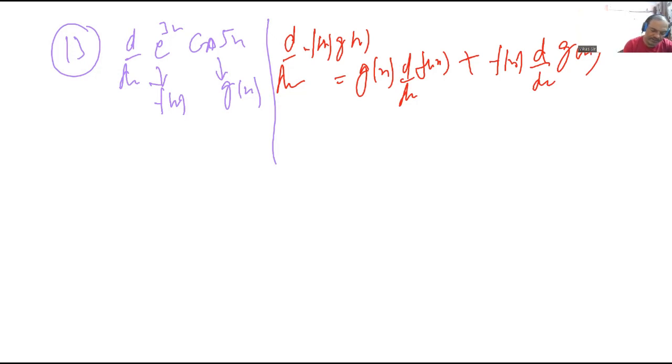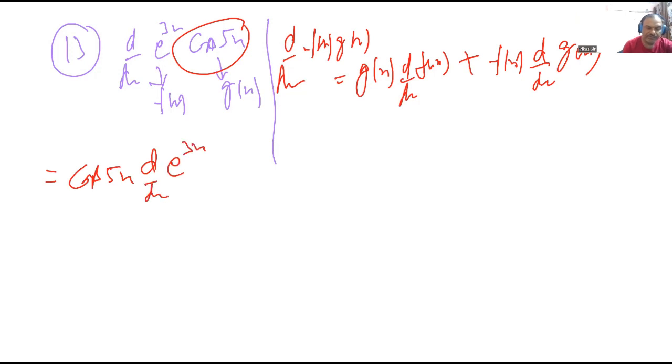Now, in this part, you are having g(x), which is cos 5x. It will remain as it is. Now here this is d by dx of e raised to power 3x. Furthermore, you are having e raised to power 3x here, and this is d by dx of cos 5x. Now, what else can you do here? You can just go with this. This is cos 5x.